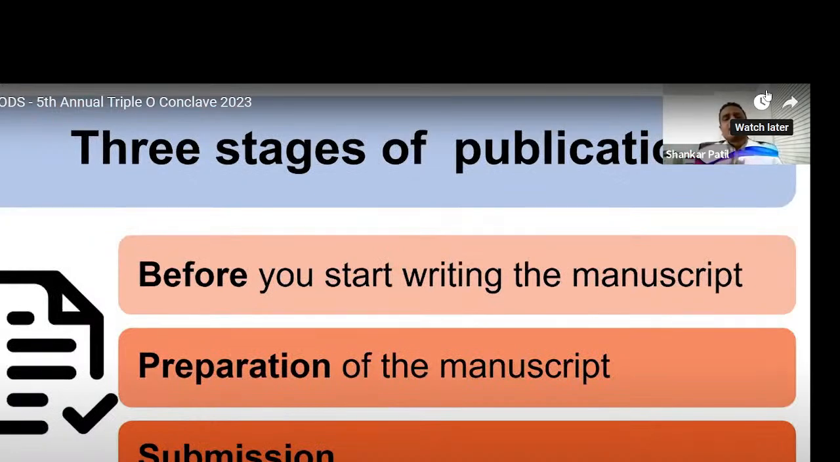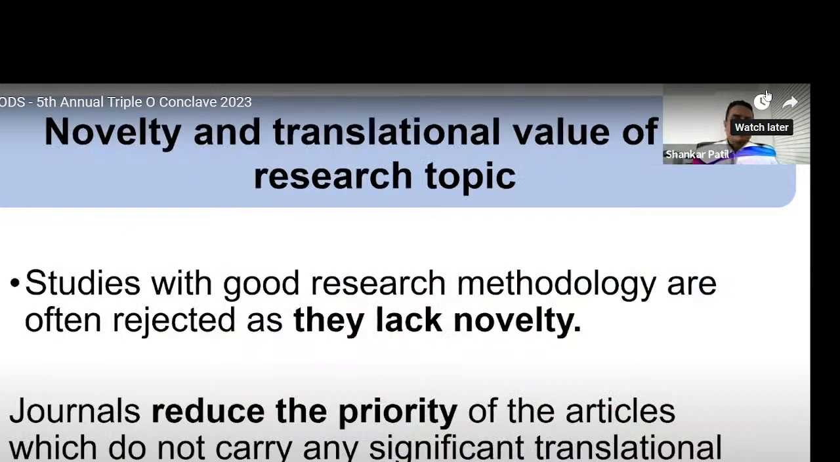So there are 3 stages of publication: before you start writing the manuscript, preparation of the manuscript, how you should prepare, and while submission. So these 3 you need to look for. Studies with good research methodology: suppose your methodology is very sound and apt, but still if novelty is not there, that research and that article will go for a toss. So novelty is the key, and novelty with good research methodology only will get accepted these days.